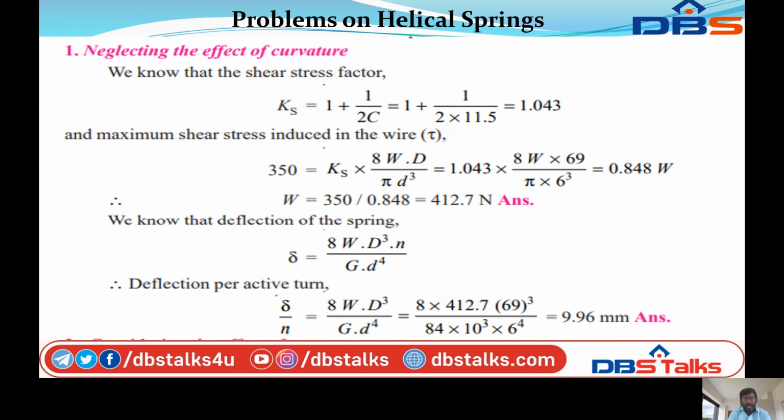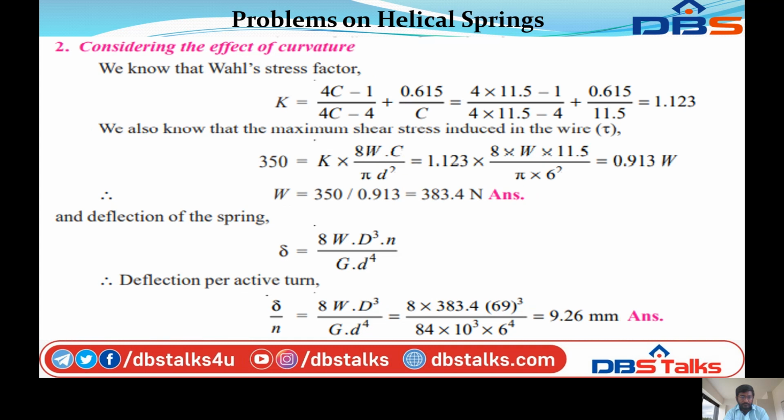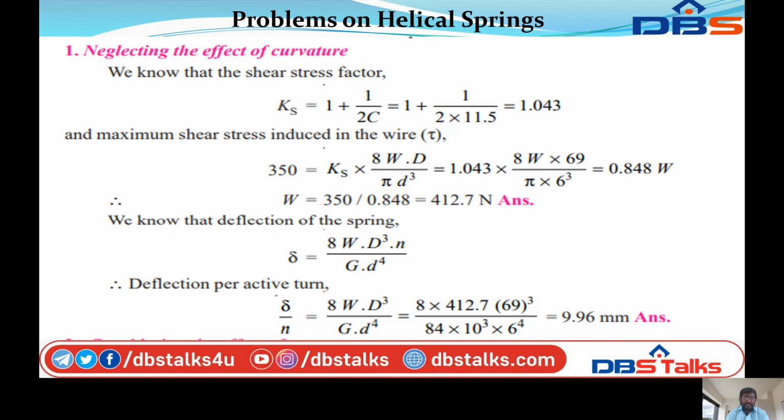Deflection per active turn, so delta by N. Delta by N is equal to 8 into W into D cube by G into d power 4, that is equal to, we can substitute the values: 8 into W 412.7 into D capital D 69 whole cube by 84, capital G already given in the problem, 84 into 10 cube, small d 6 power 4, that is equal to 9.96 mm. So delta by N is equal to 9.96 mm.